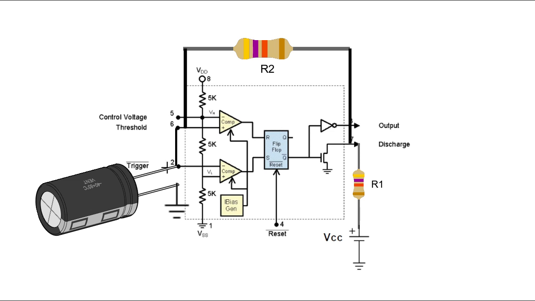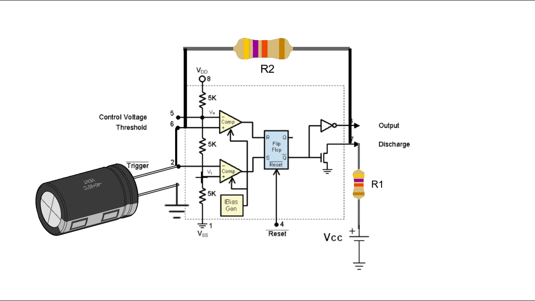A capacitor is connected to pin 2 and pin 6. In essence, we can say that this capacitor voltage will decide the state of these input pins in the comparators. Let's say that the circuit is being powered on. When a circuit is powered on, the capacitor voltage will generally be 0. So at this point, the voltage at this pin will be 0 and this pin will be 0.